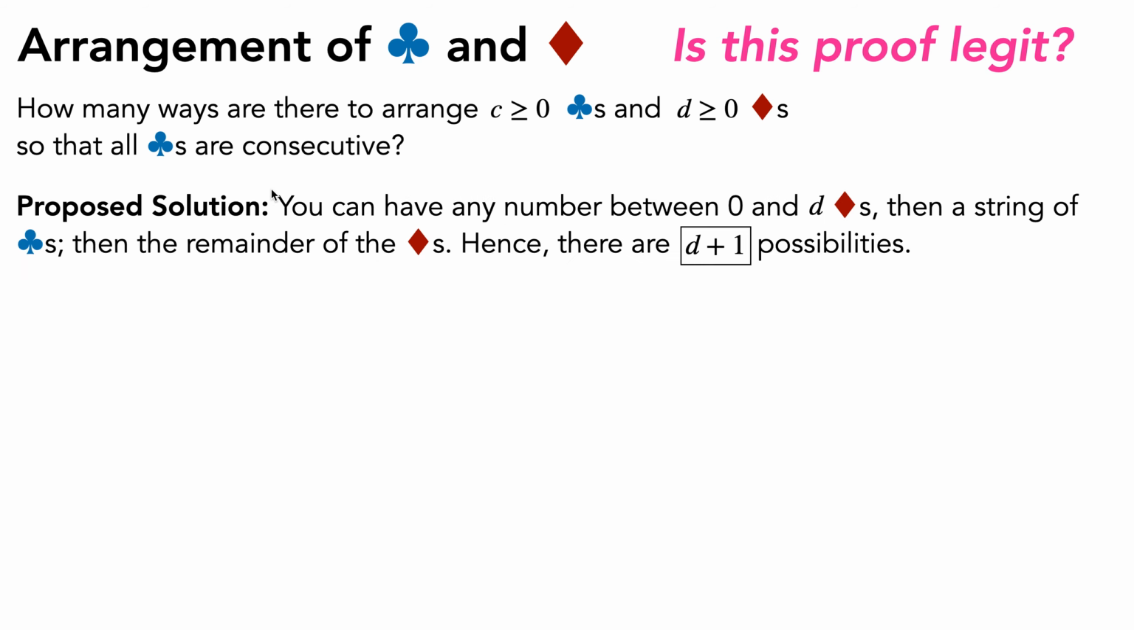Okay, so the proposed solution states that you can have any number between 0 and D diamonds, then a string of clubs, and then the remainder of the diamonds. So there are D plus 1 possibilities because you could have set down between 0 and D diamonds.